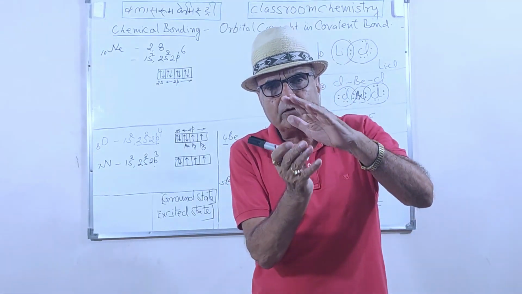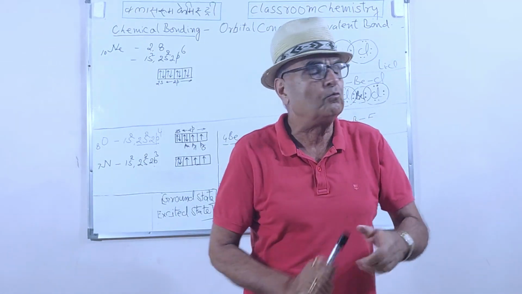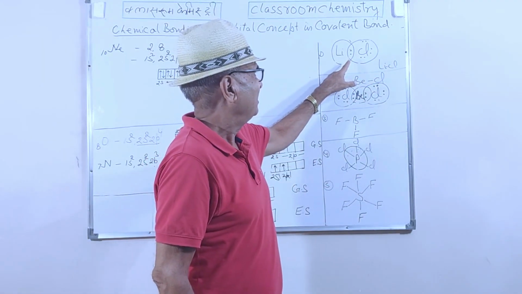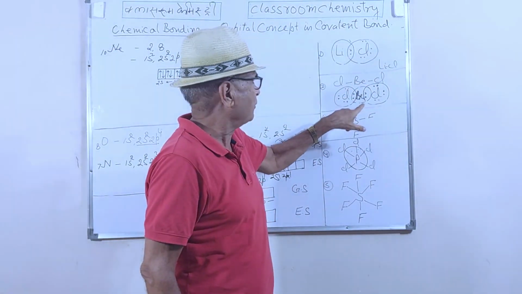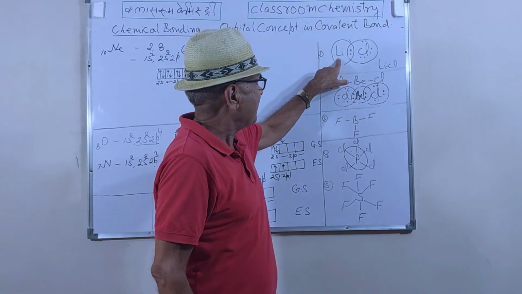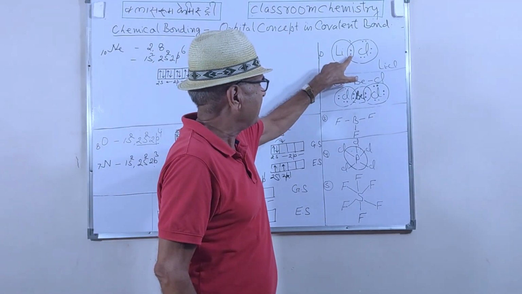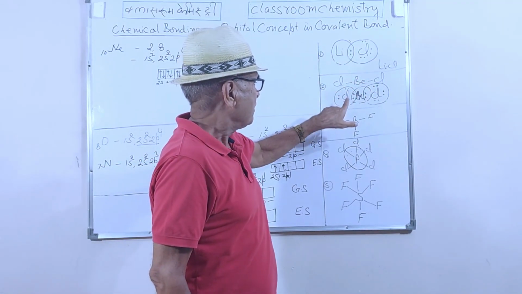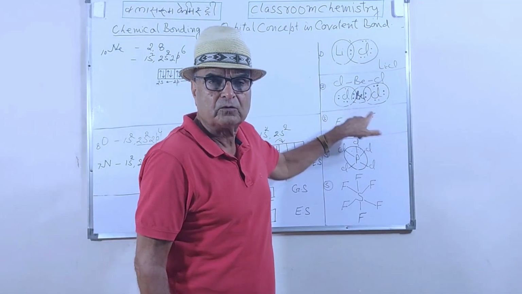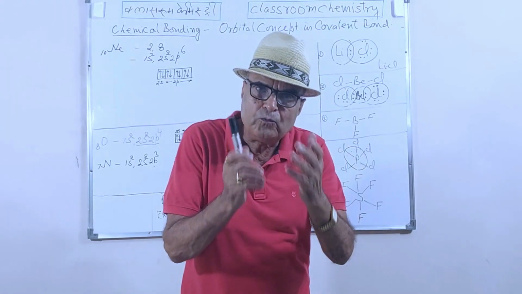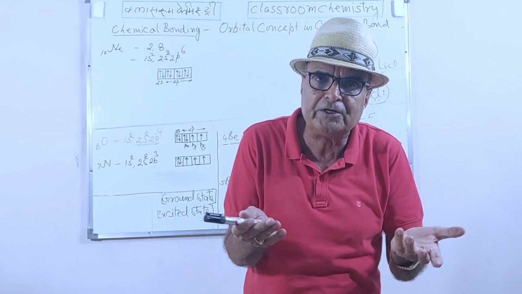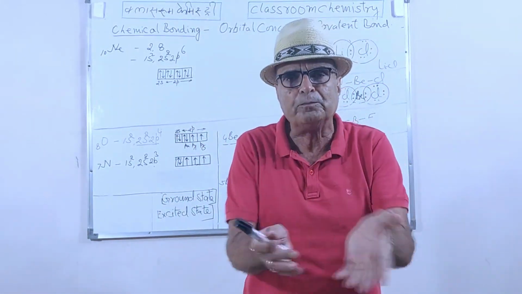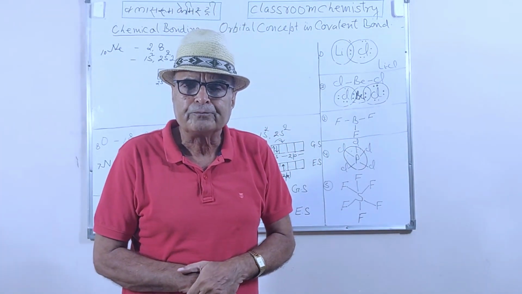I explained two types of limitations. One is the incomplete octet. Here Li has only 2 electrons in the outermost orbit, chlorine has 8, but lithium has 2. Here beryllium has 4 electrons. So how will you explain the stability of lithium chloride or beryllium chloride?